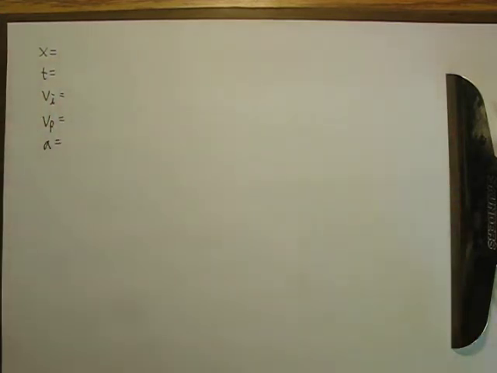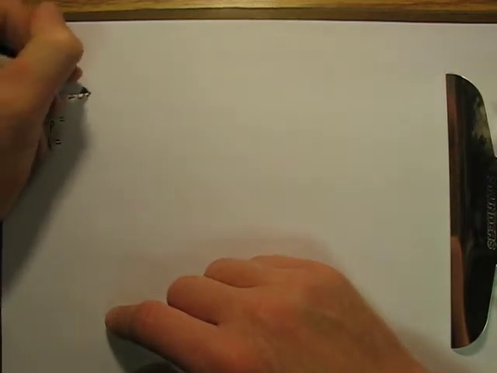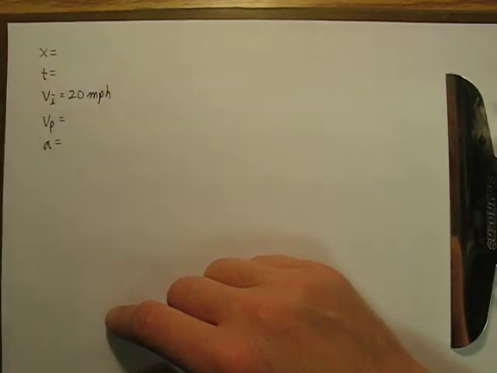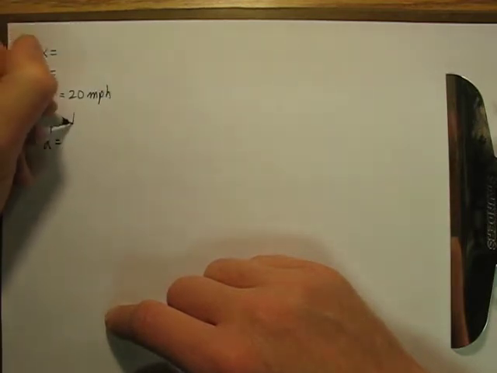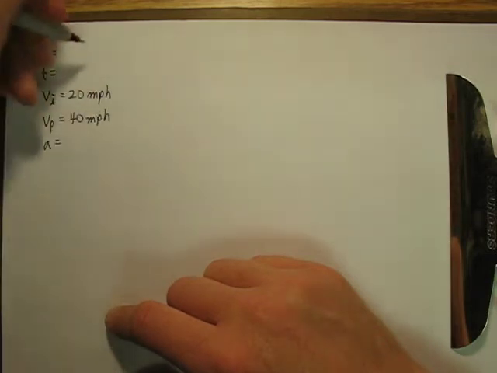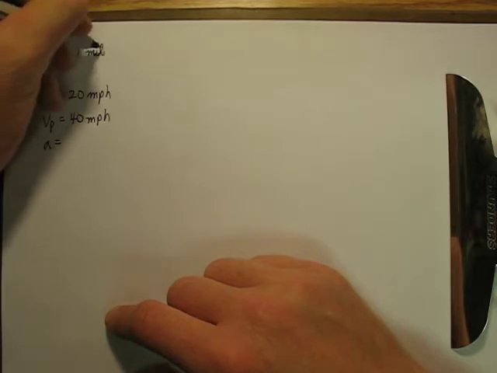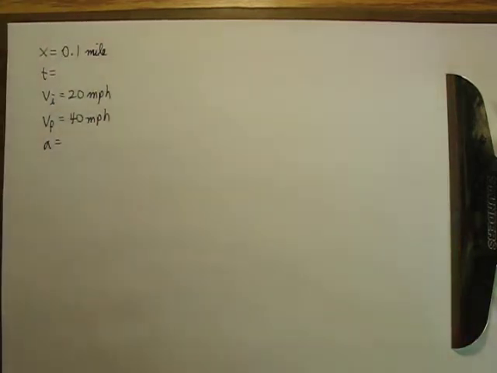Now, what I did is I went from an initial speed of 20 miles per hour to a final speed of 40 miles per hour in 1/10 of a mile. And I want to know what time did it take and what was the acceleration.